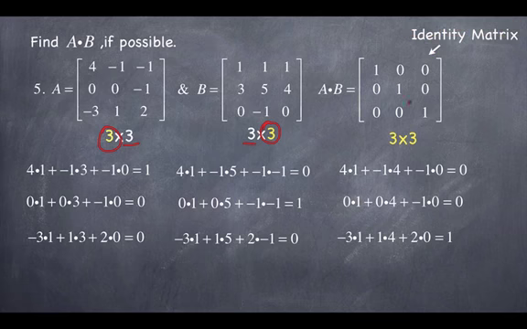This matrix that you see here, this 3 by 3, the product of A times B, is what we call the identity matrix. Ask me in class why we call it the identity matrix, and it should make perfect sense why we call it this. Let's move on to number 6.